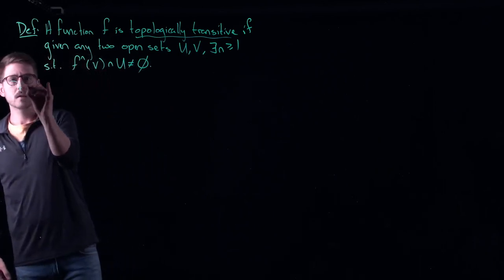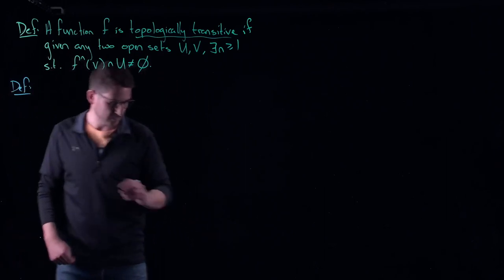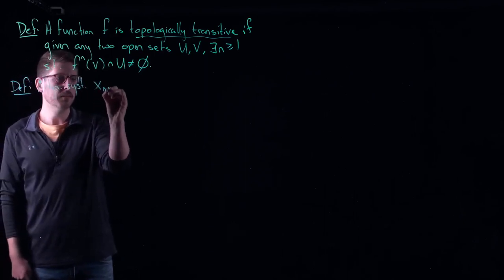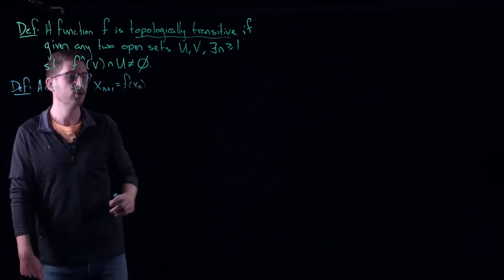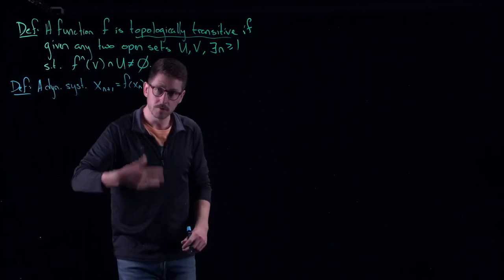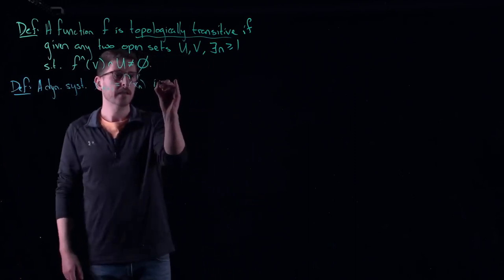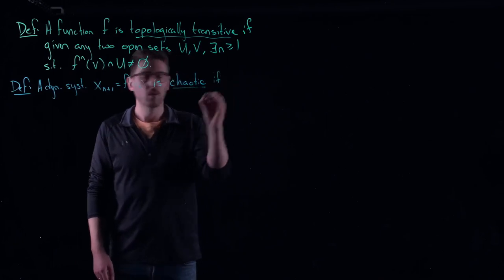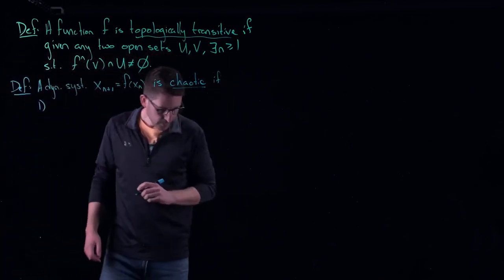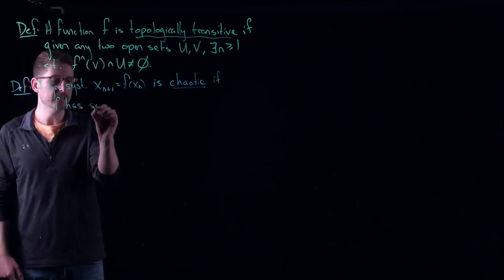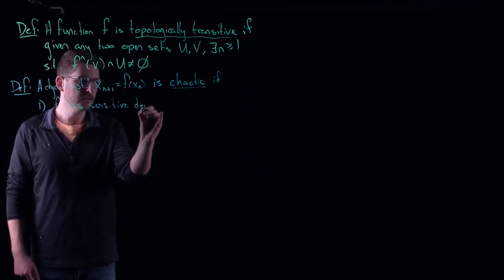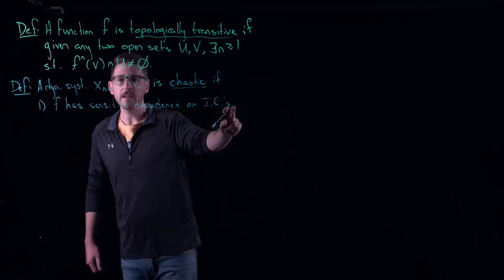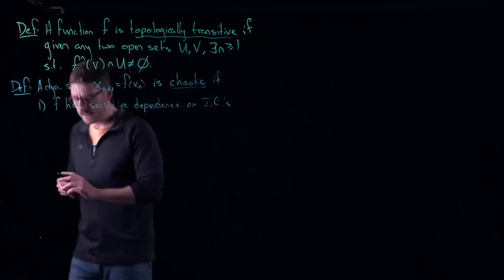Now, here is what we will call a chaotic system. A dynamical system, x_{n+1} = f(x_n). Again, I am purposely not putting in the phase space here. If it's an interval or if it's just a general topological space, this always works. It is chaotic, again by Devaney's definition, if we have three conditions. One, f has sensitive dependence on initial conditions. How do we quantify that? That is a positive Lyapunov exponent. We've already seen that piece.